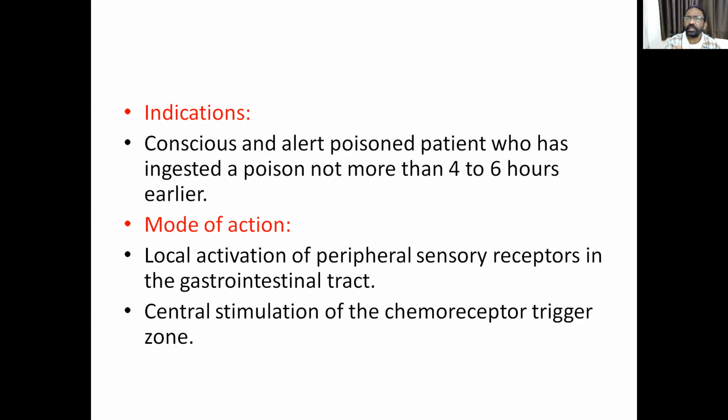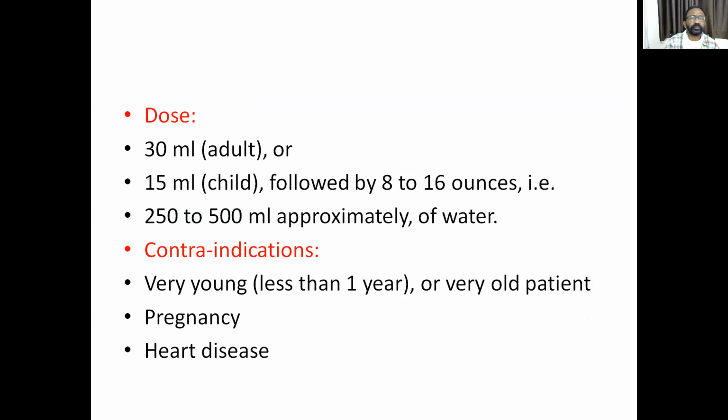Indications: what are the indications of emesis? If the patient is conscious, then only we should induce emesis. The mode of action: ipecac syrup stimulates and activates the peripheral sensory receptors and also the central vomiting center, the chemoreceptor trigger zone. Then it induces vomiting. Dose of ipecac is 30 ml for an adult, 50 ml for a child.